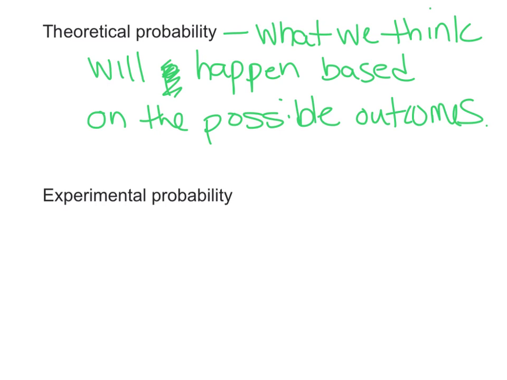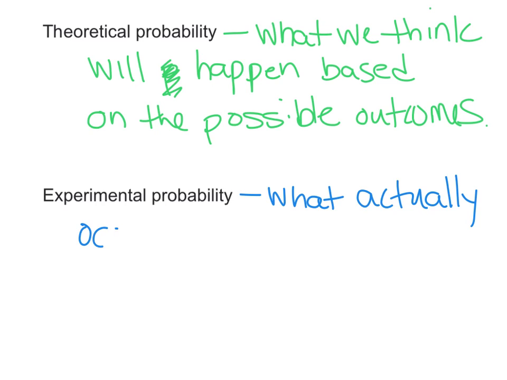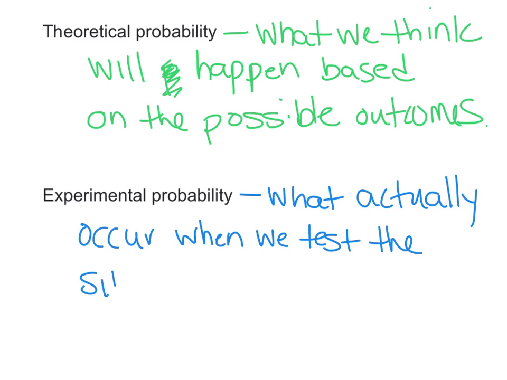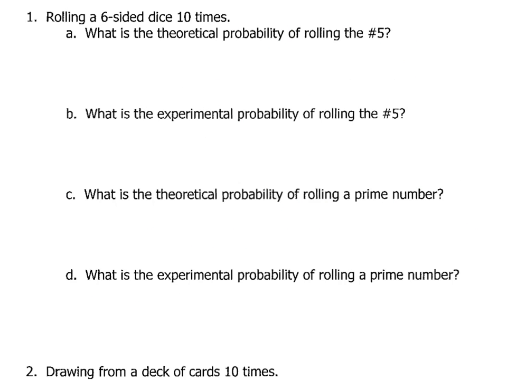Experimental probability is what actually happens when we test the situation. So what actually occurs when we test the situation. Okay, so again, theoretical is what we think will happen. Experimental is what actually happens. So let's take a look at some examples.